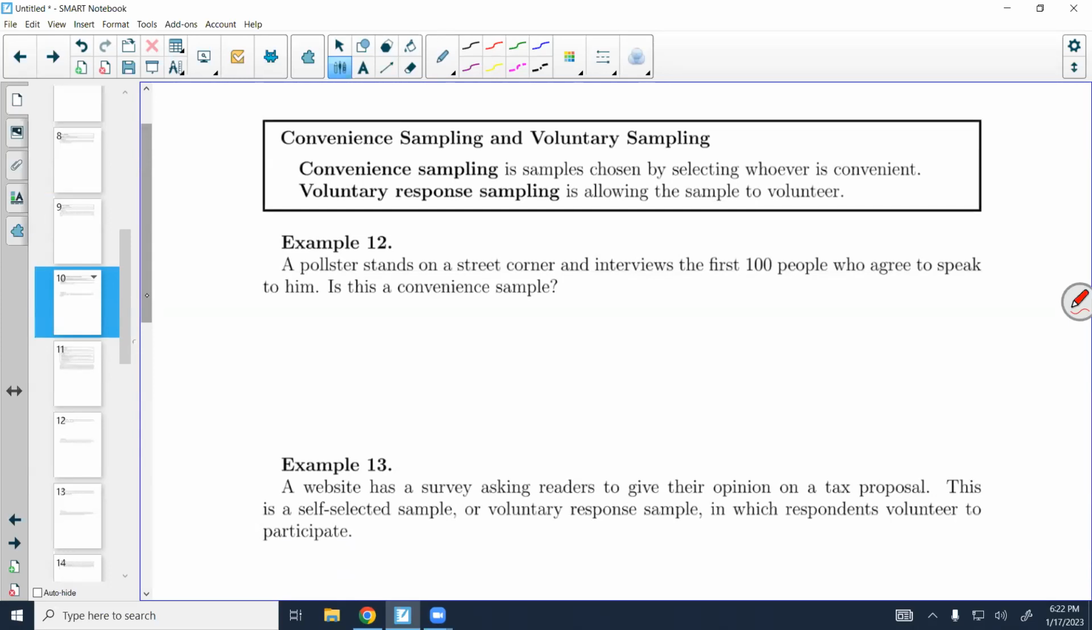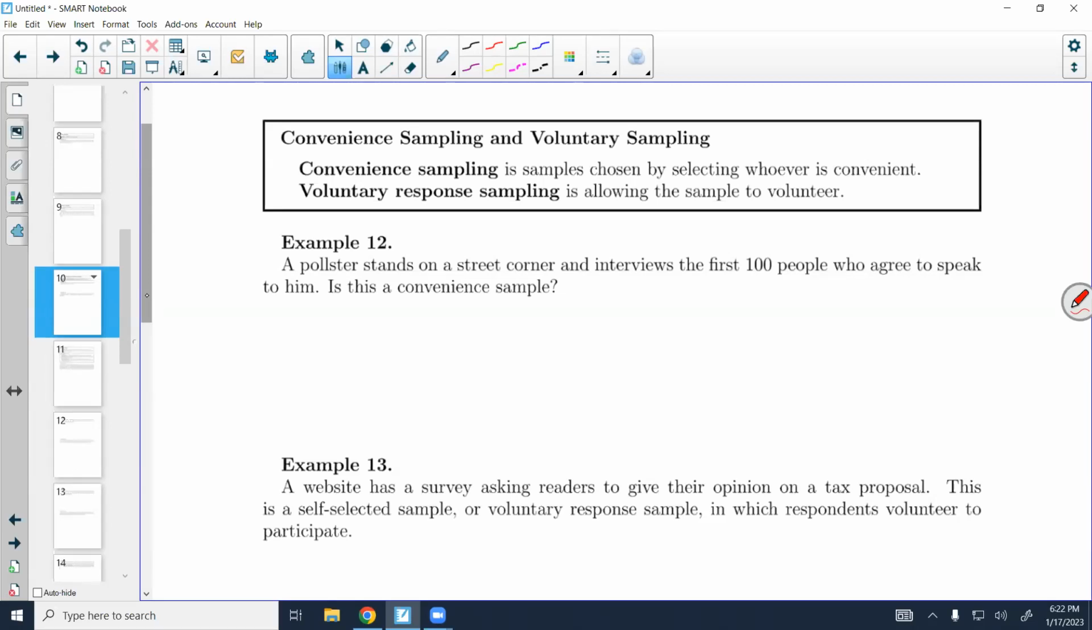That brings us to convenient sampling and voluntary sampling. Convenient sampling is samples chosen by selecting whoever is convenient. It's kind of like our newspaper, our survey in the mall. We're just asking people to walk by. Awfully convenient. Or if I want to survey this class, maybe I just survey those of you in the front row because I can't walk that far. That's convenient to me, right?